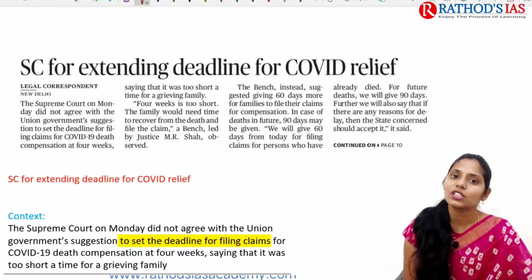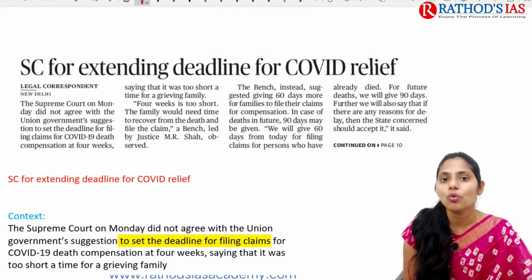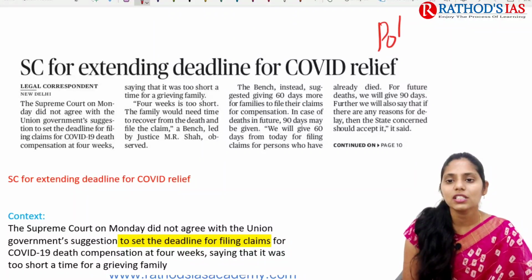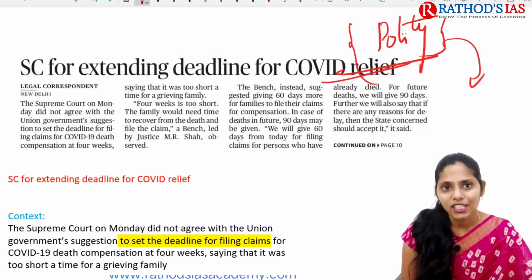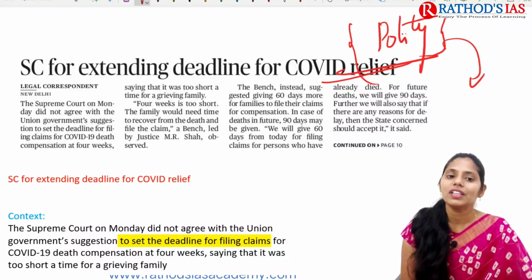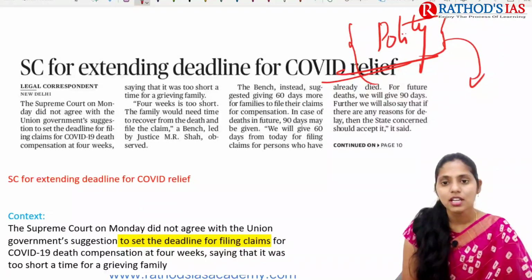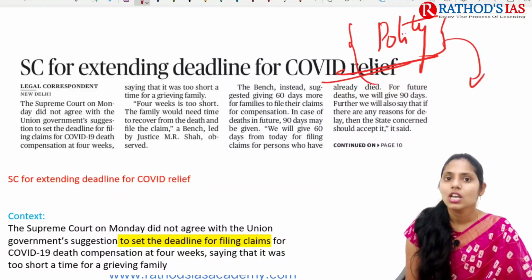And now let us see the next topic, regarding the Supreme Court extending the deadline for COVID relief. So this article is important from the polity perspective. If you see the background, people who died due to COVID-19 can get some ex gratia from the government. So for this, they have to go for applications, right? So this article is mainly talking about the deadline for those applications.